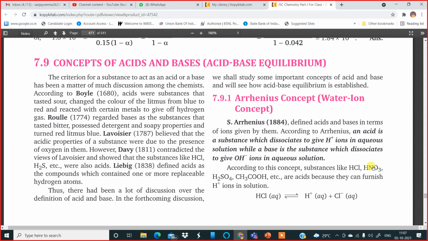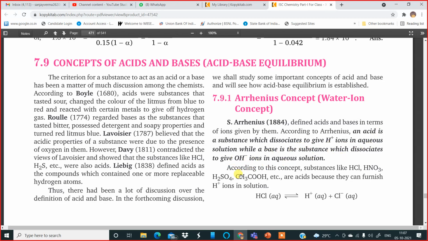And after the limitations of this concept, another concept came into formulation, which was known as the Bronsted-Lowry concept. But we'll first try to understand the Arrhenius concept. Under the Arrhenius concept, he defined acids and bases in terms of the ions given by them. Acids produce hydrogen ions, whereas bases produce hydroxyl ions.